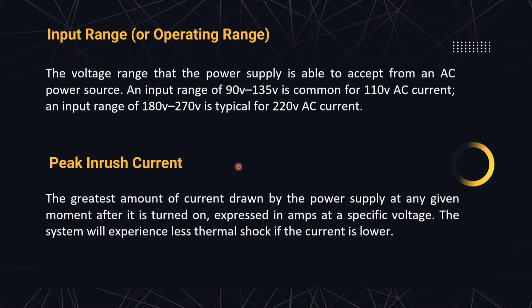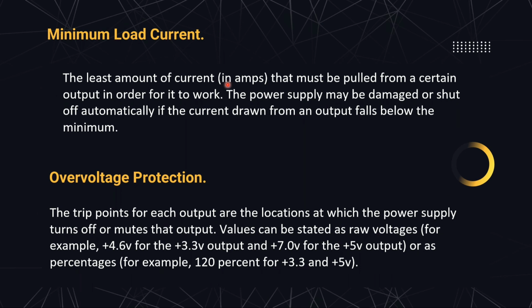Next, peak inrush current. The greatest amount of current drawn by the power supply at any given moment after it is turned on. Expressed in amps at a specific voltage, the system will experience less thermal shock if the current is lower. Next, minimum load current. The least amount of current that must be drawn from a certain output in order for it to work. The power supply may be damaged or shut off automatically if the current drawn from an output falls below the minimum.